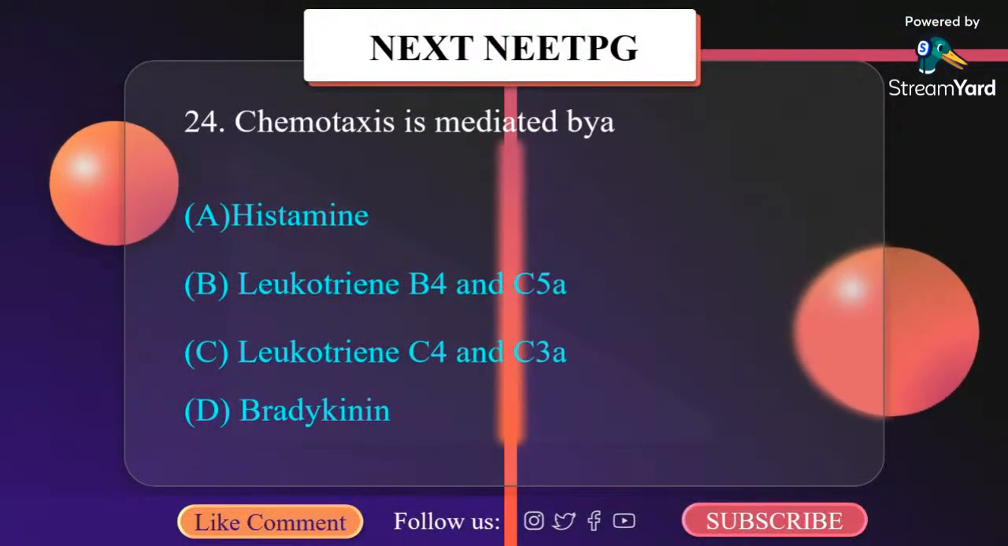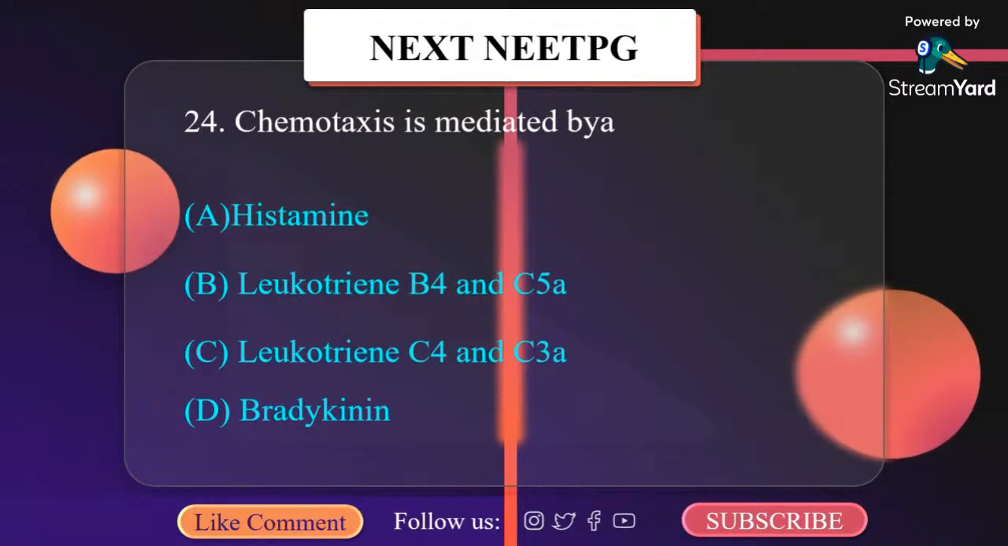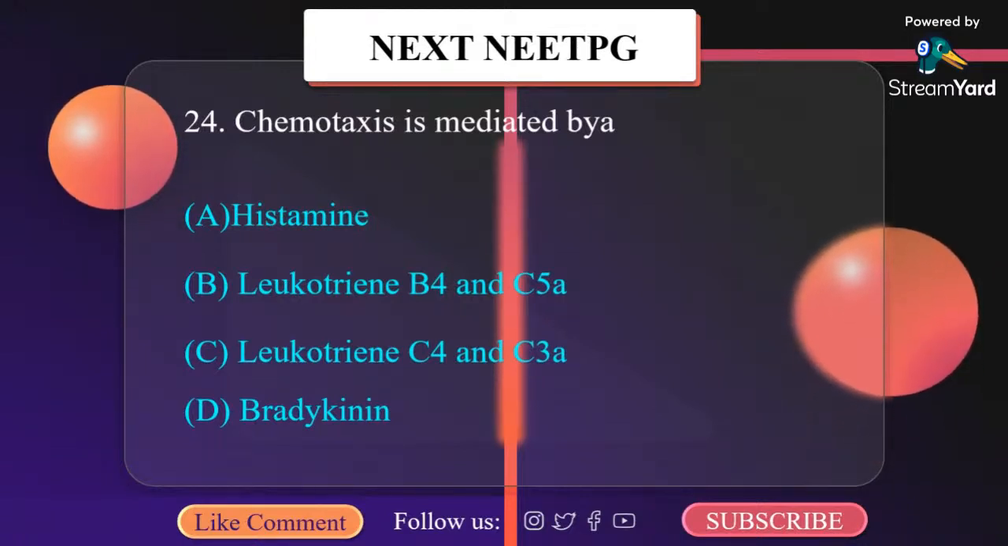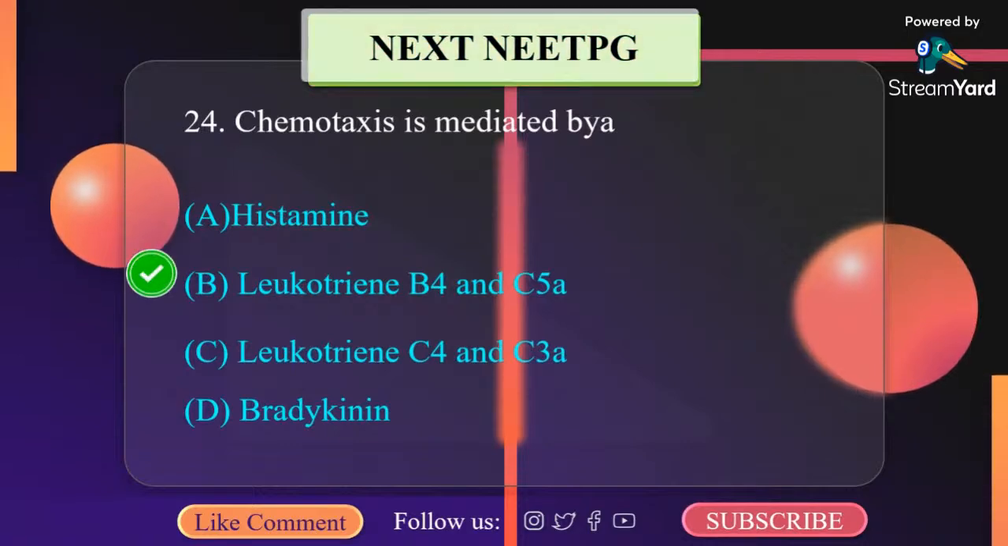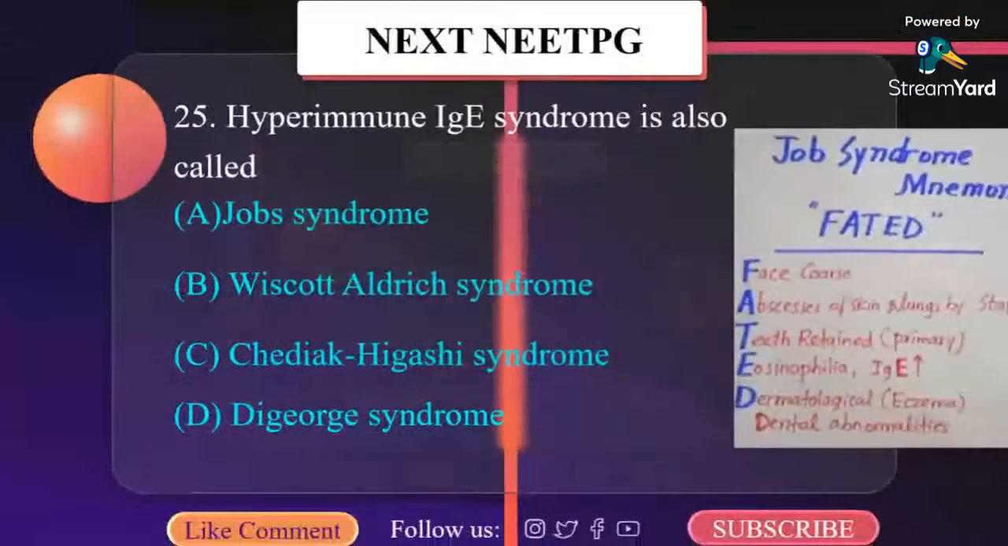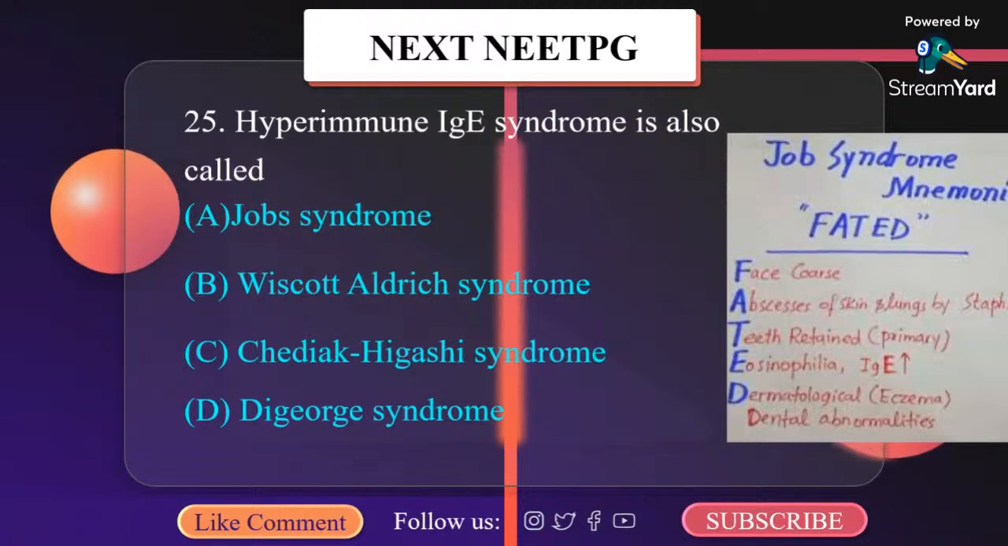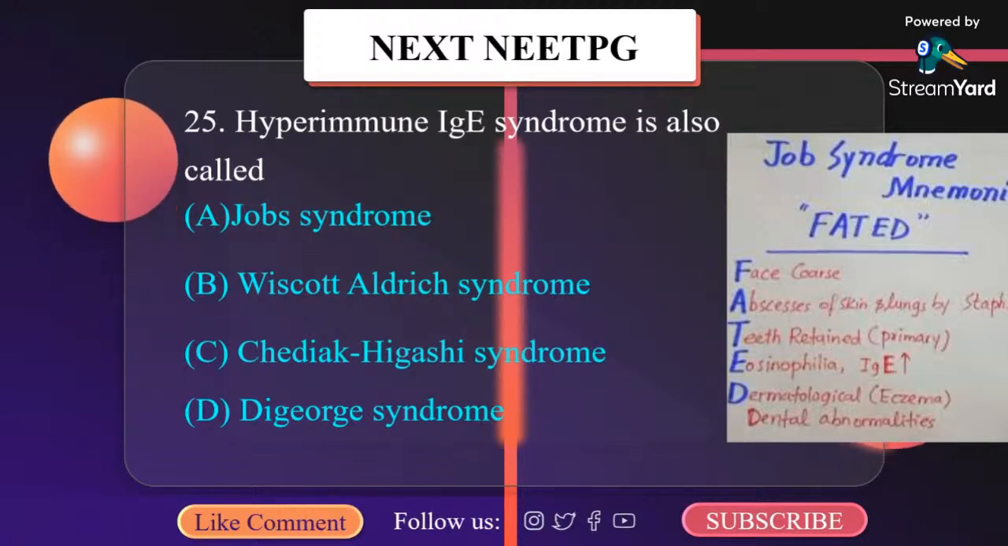Chemotaxis is mediated by A. Histamine, leukotriene B4 and C4, C5A, leukotriene C4 and C3A, bradykinin. It is leukotriene B4 and C5A. Hyperimmune IgE syndrome is also called A. Job syndrome, B. Wiskott-Aldrich syndrome, C. Chediak-Higashi syndrome, D. Jaeger syndrome. It is Job syndrome.